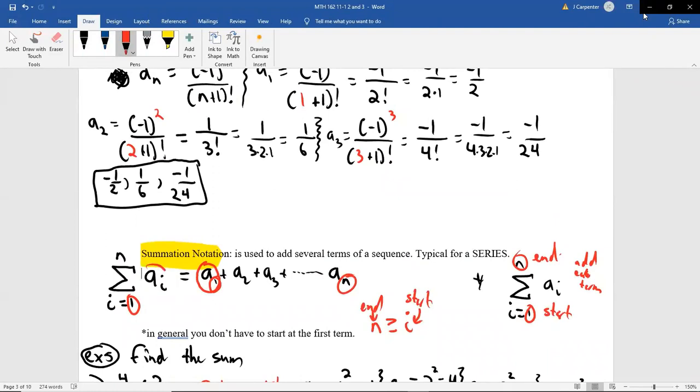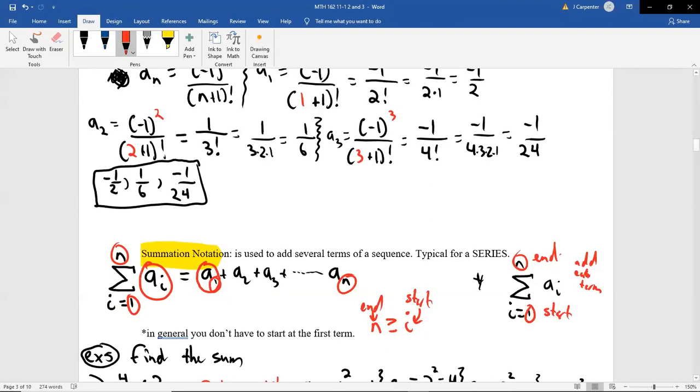So again, this is going to tell you the function that you're plugging numbers into. This tells you where to start. This tells you where to end. These are just the three things. This right here, these two letters just have to match. You will never see a problem where this is an A sub j and this is an I.